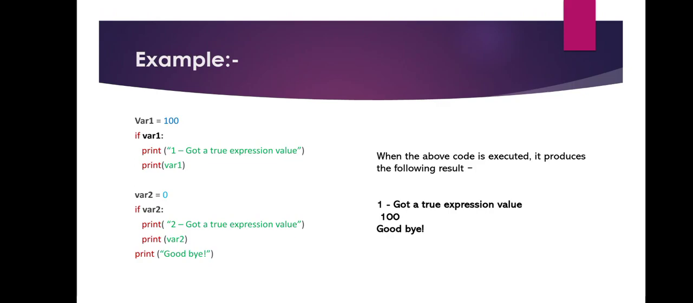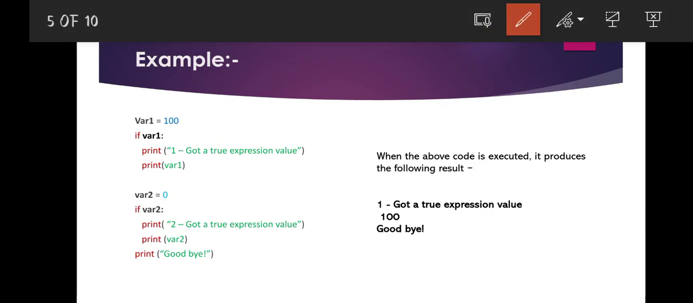And this is an example for if statement. First of all, we are assigning variable 1 is equal to 100. Here variable 1 is a variable name and 100 is a value that is stored in variable 1. Then here, if variable 1 colon print 1 got a true expression value, print of variable 1.